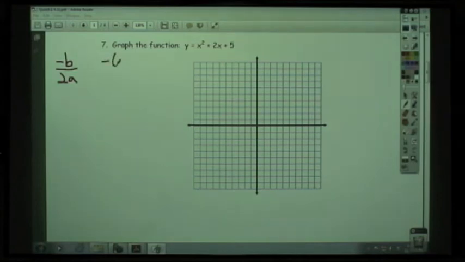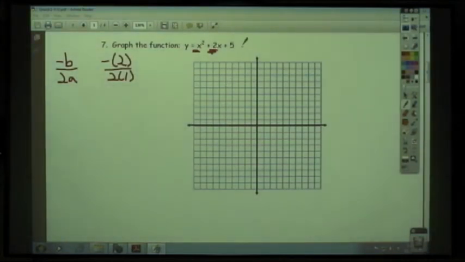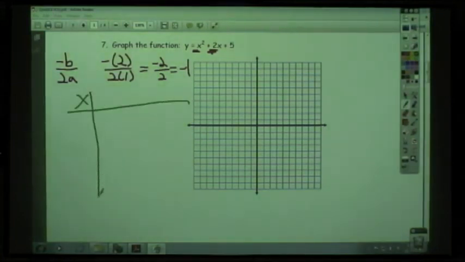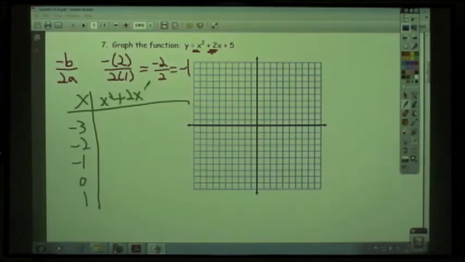So you should have had the opposite of 2 over 2 times 1. Your b value is 2, your a value is 1. Remember, ax squared plus bx plus c. That will give you negative 2 divided by 2, which is negative 1. That should be the number that goes into the middle of your table of values. Guys, it's the middle point on the graph. It's the middle of your table of values. Then you just count down negative 2 and negative 3, count up 0 and 1 for your x values, and plug them into your function.